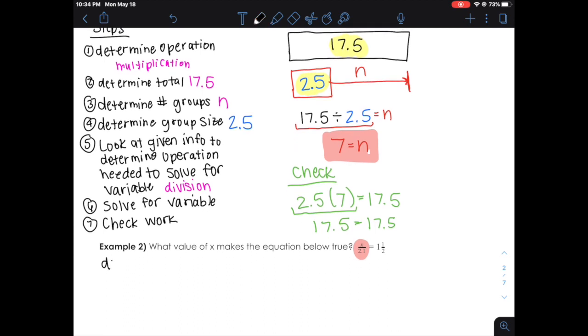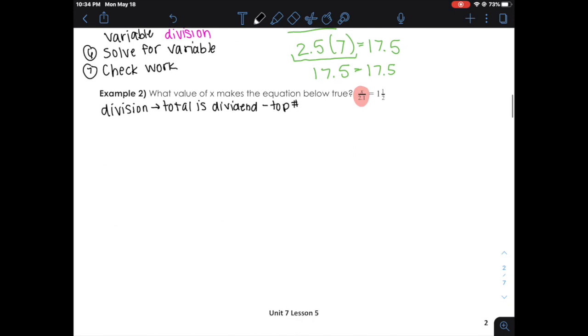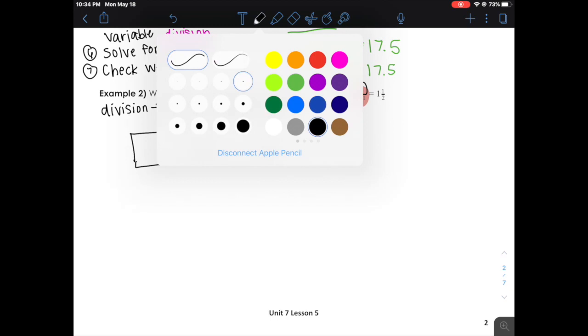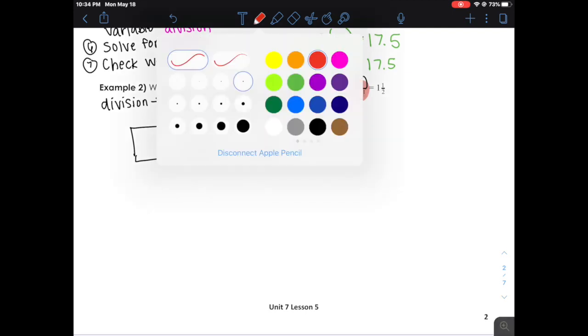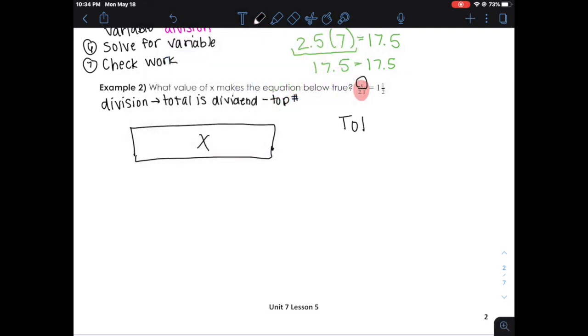And with the division problem, our total is always the dividend, which again is the top number. So our total this time is going to be x, the top number. So I draw my model and I label it x. Okay, since we're doing division, we're going to have group size and number of groups. So I'm actually going to write this out on the side over here for us, our little cheat sheet. So our total equals x.